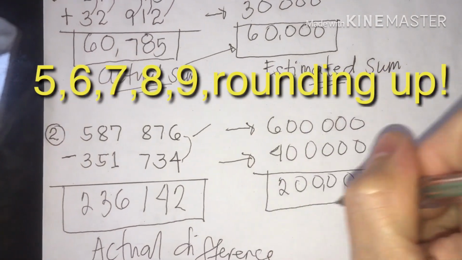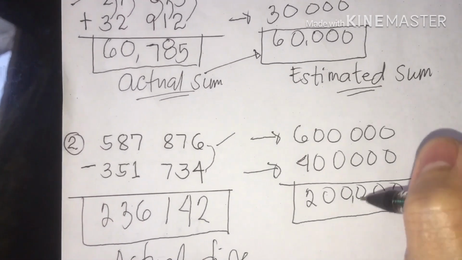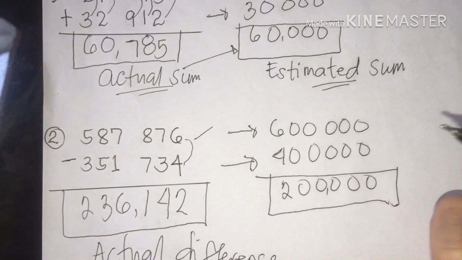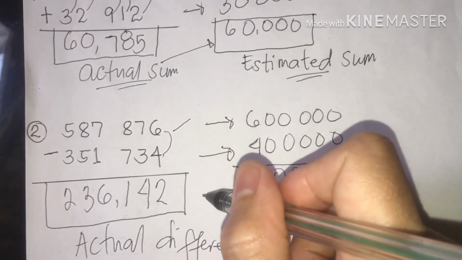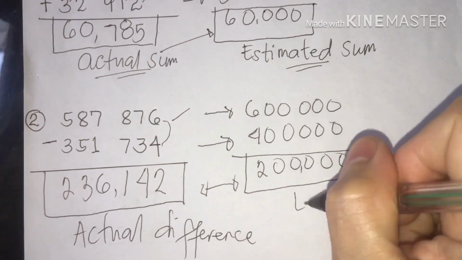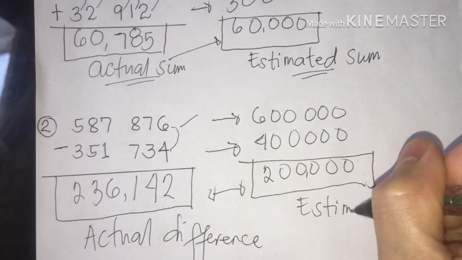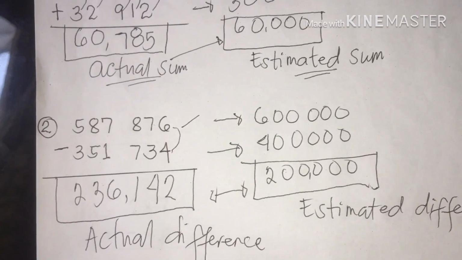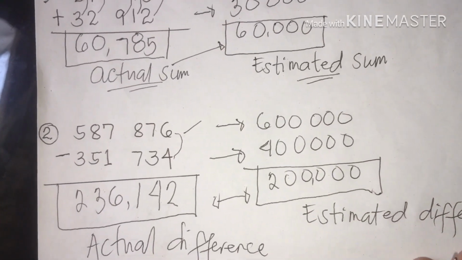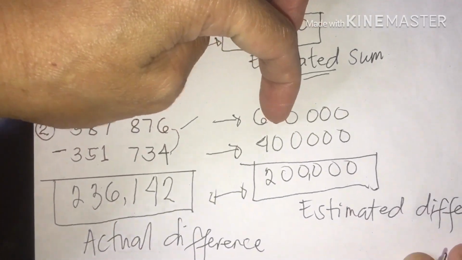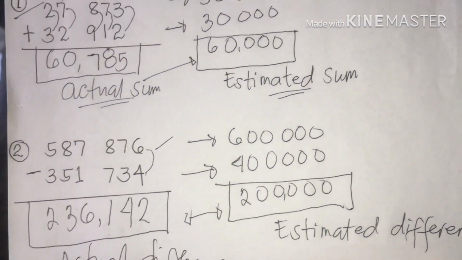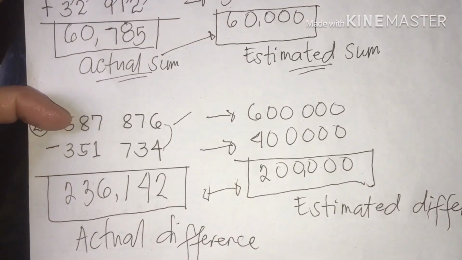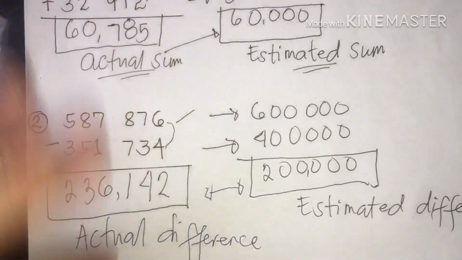So our estimated difference is 200,000 and our actual difference is 236,000. This is okay. Okay, my dear viewers, remember you need to estimate your answer. This is very easy when you estimate the difference, it's easy for you to subtract. Whereas in the actual difference, I'm going to show you how to subtract it one by one.